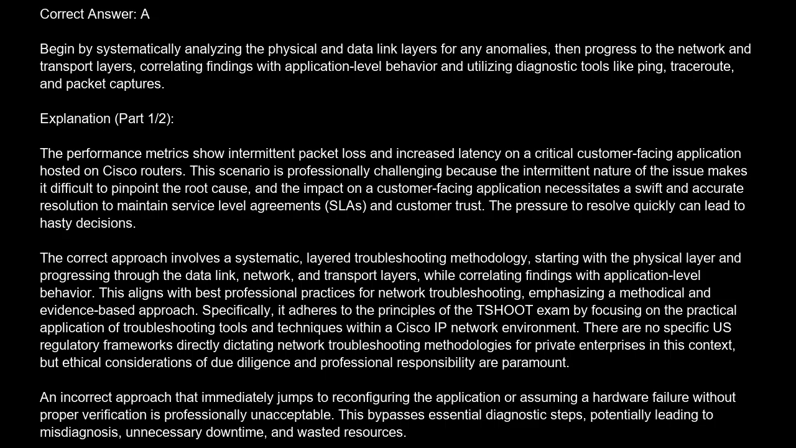Explanation. The performance metrics show intermittent packet loss and increased latency on a critical customer-facing application hosted on Cisco routers. This scenario is professionally challenging because the intermittent nature of the issue makes it difficult to pinpoint the root cause, and the impact on a customer-facing application necessitates a swift and accurate resolution to maintain service-level agreements, SLAs, and customer trust. The pressure to resolve quickly can lead to hasty decisions.